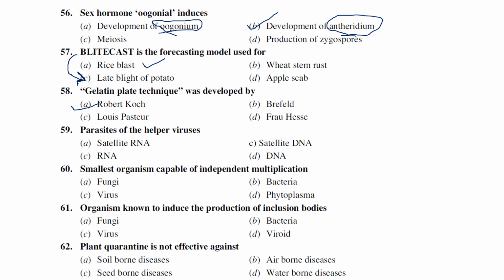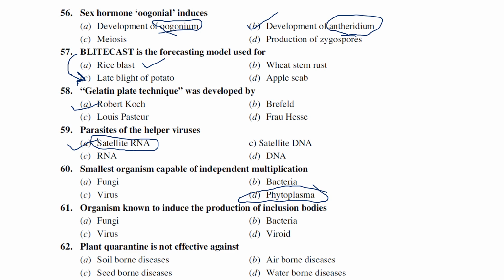Next one is the parasites of the helper viruses: satellite RNA, satellite DNA, RNA, DNA. Actually this satellite RNA requires another helper virus. These satellite viruses are the parasites of helper viruses. Next, the smallest organism capable of independent multiplication: fungi, bacteria, virus, phytoplasma. So phytoplasma can multiply independently, and this is the smallest also.